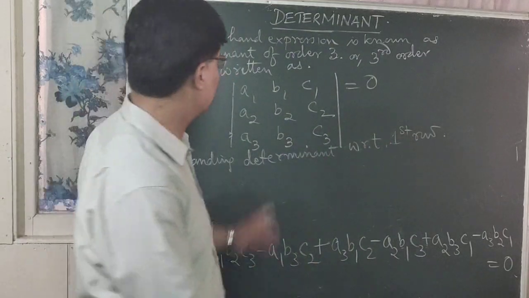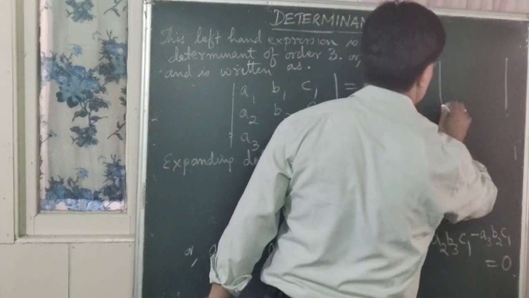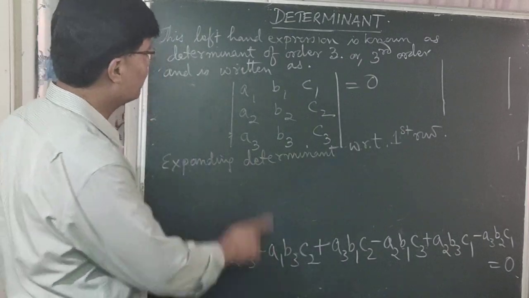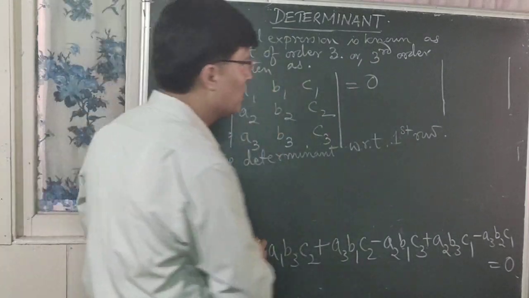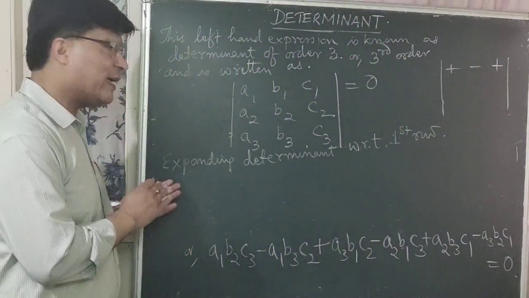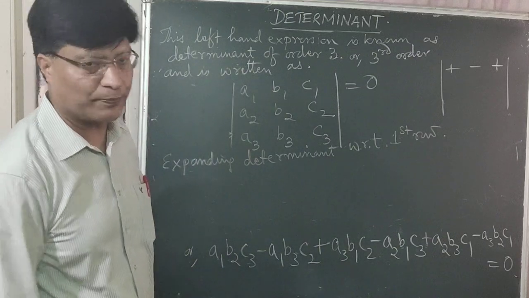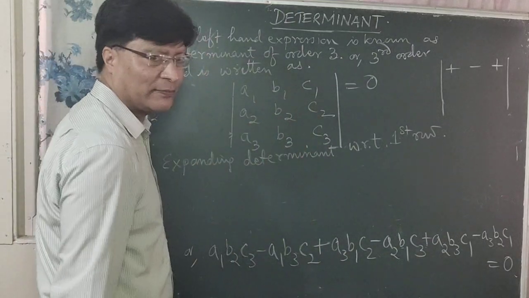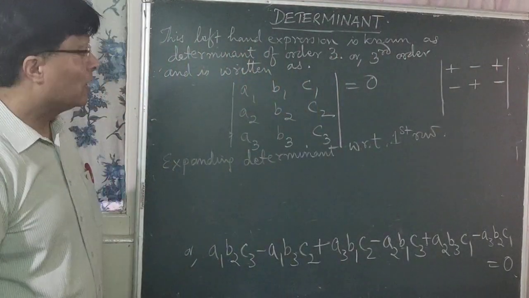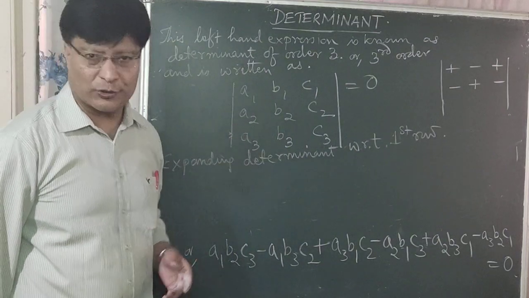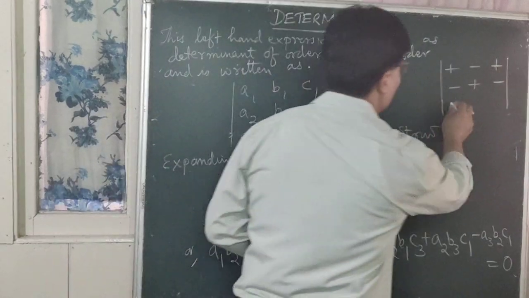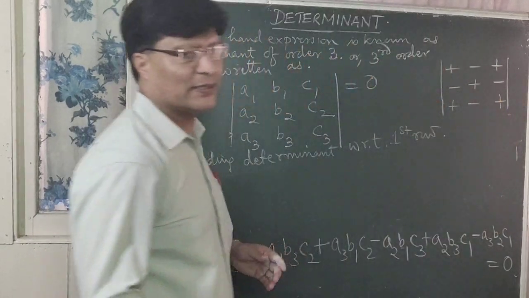Now we have to look at the signs. While expanding the determinant, since we are expanding with respect to the first row, we should take plus minus plus. We may expand it with respect to the second row also. Second row means A2, B2, C2 is there, but you have to write minus plus minus. You can expand it with respect to the third row also. Third row means A3, B3, C3. In that case, which signs are taken? Plus minus plus. Is that clear?